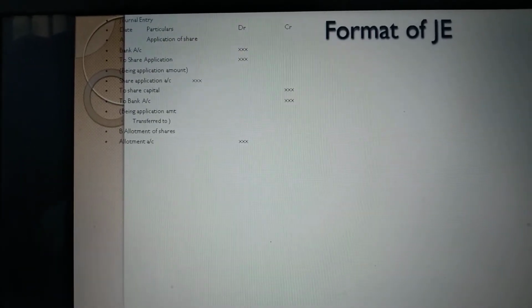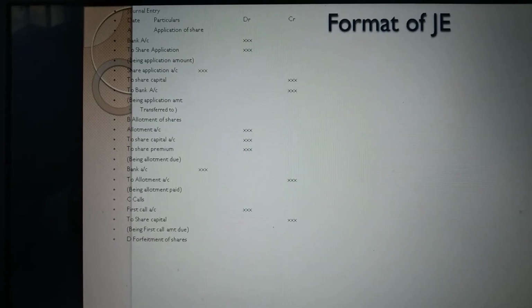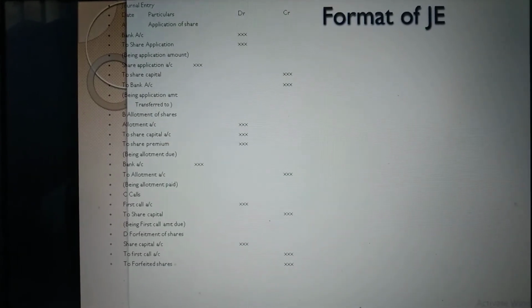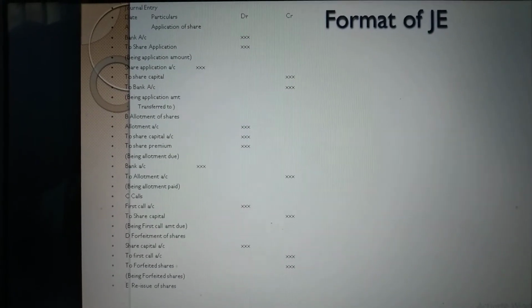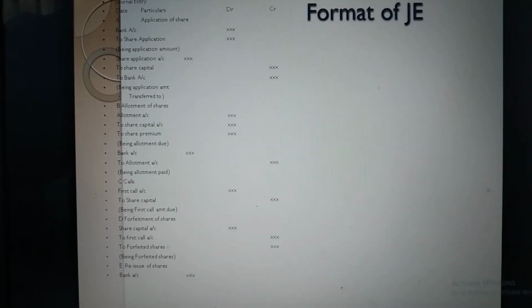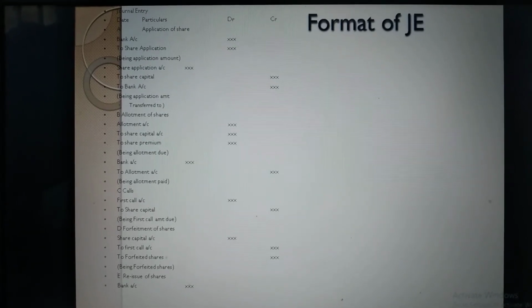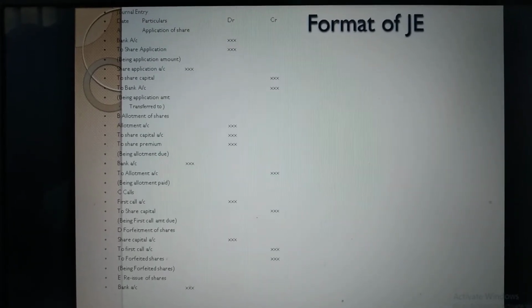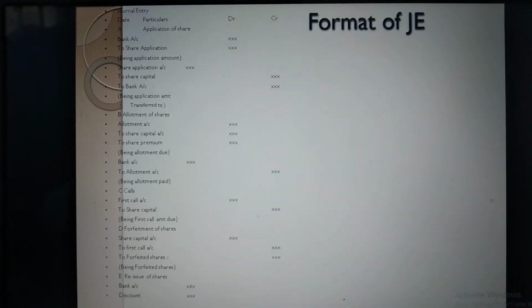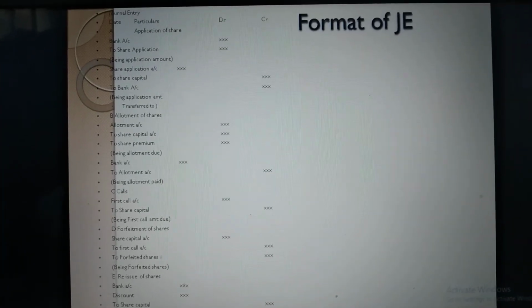If you can see it properly, let it be zoomed. Okay, so this is the format of the journal entry. So anytime you're preparing a journal, you must have this format, whereby we have application, allotment, calls, forfeitment of shares, and reissue of shares. Now we move to the next one.